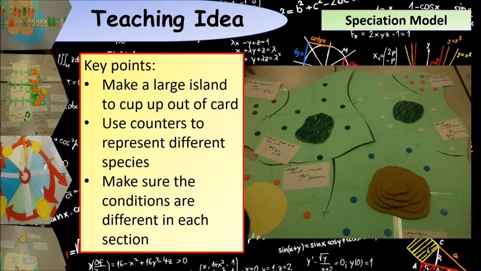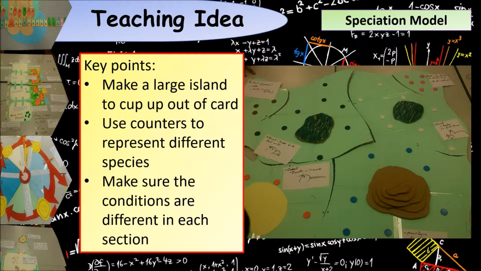Start off, go make a large island out of cardboard base, cover it in green paper and slice it up into pieces that can be moved apart. After you've done this, make sure that you've got enough stuff to change the environmental conditions in each section, as you're going to want to show how the environmental changes in each section will help lead to the evolution of the species by natural selection.